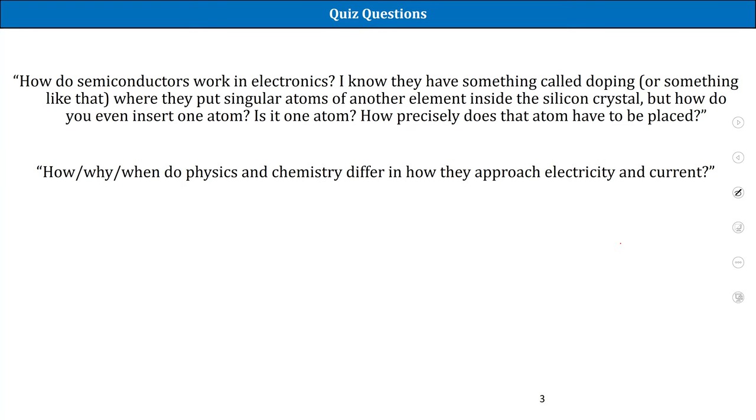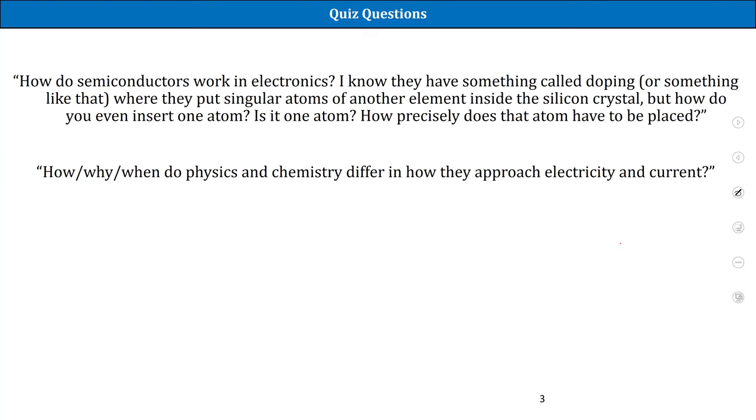Like, we're not going to talk about what a transistor is. We'll talk a little bit about what a diode is, but only at its most basic level when we get into semiconductors. So keep taking more science classes if you want to know more about that interface between physics and chemistry when it comes to electricity.